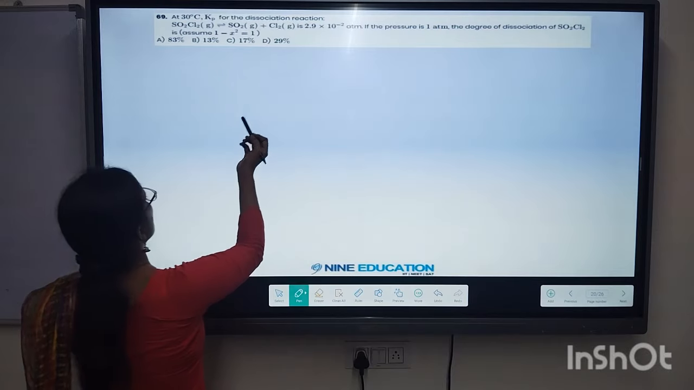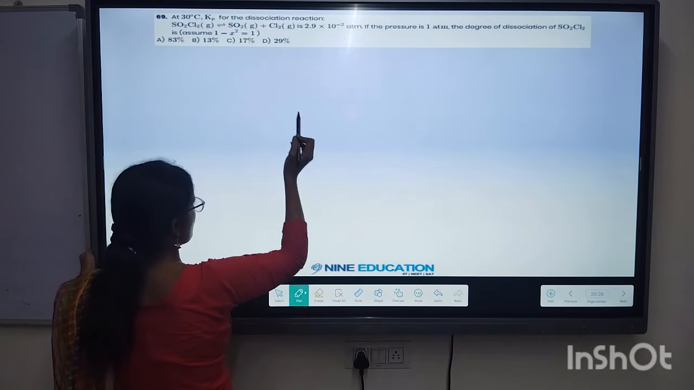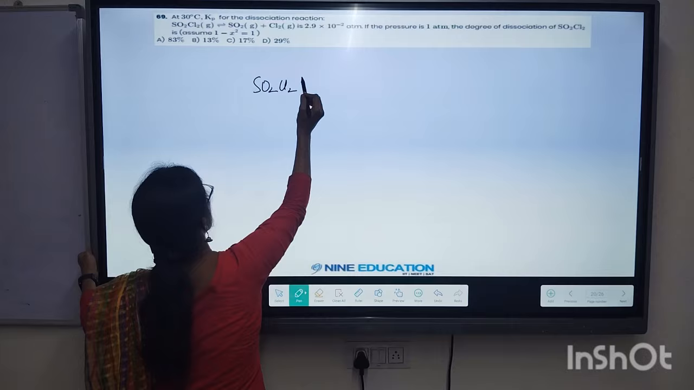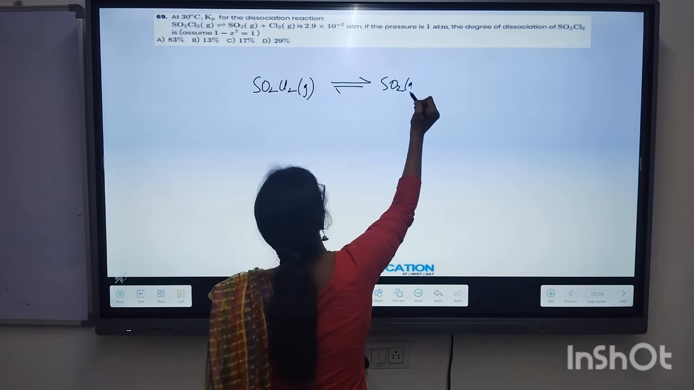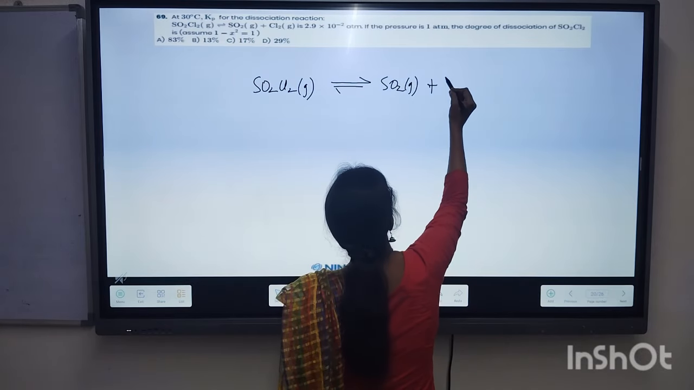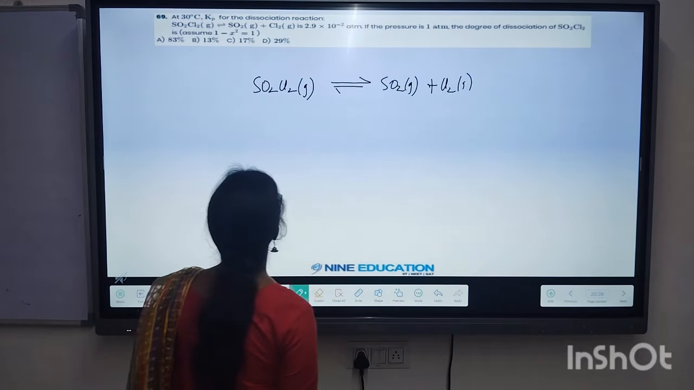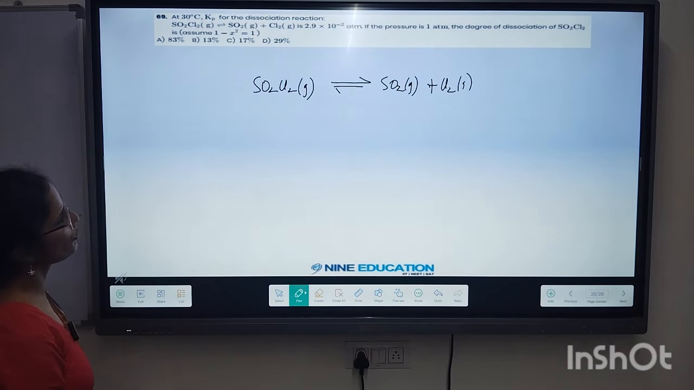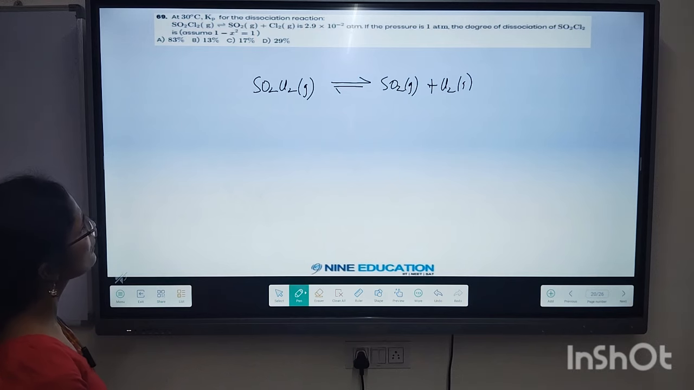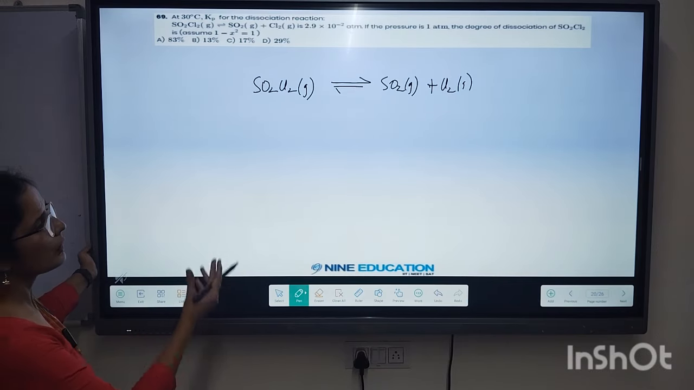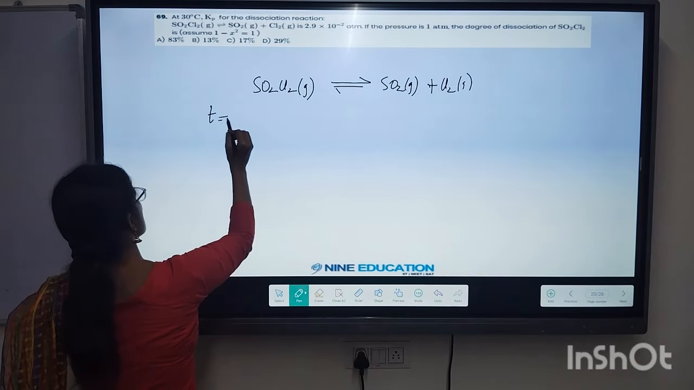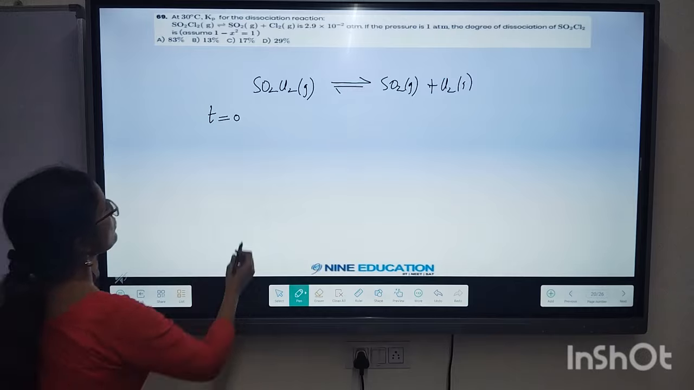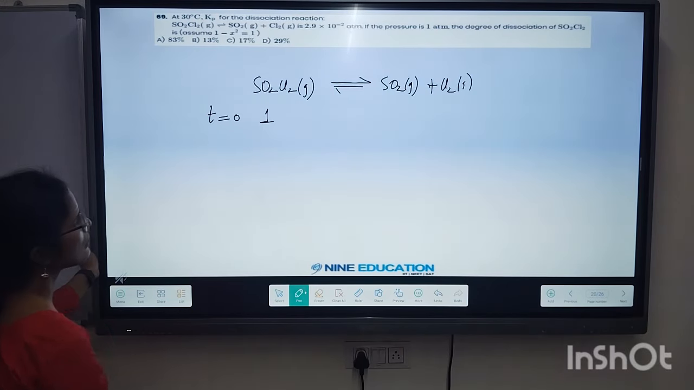Okay, first of all, let us write down the dissociation reaction of SO2Cl2 (gaseous). It is giving us SO2 (gaseous) plus Cl2 (gaseous), and for this the Kp value is provided, and they are asking for the degree of dissociation in terms of percentage. To deal with this kind of question, we can simply start with, at t = 0, initially 1 mole of SO2Cl2.